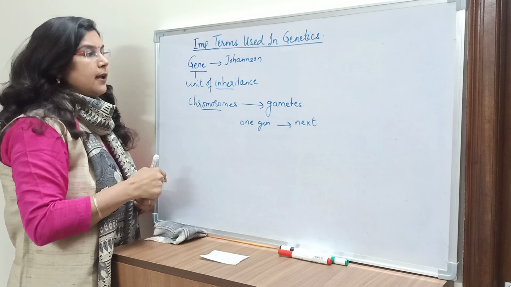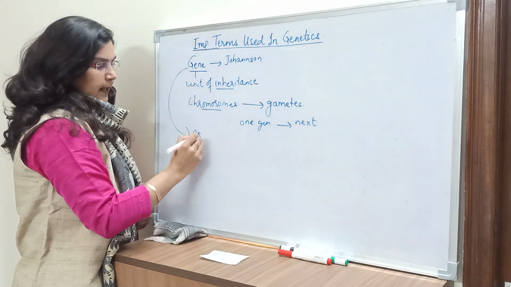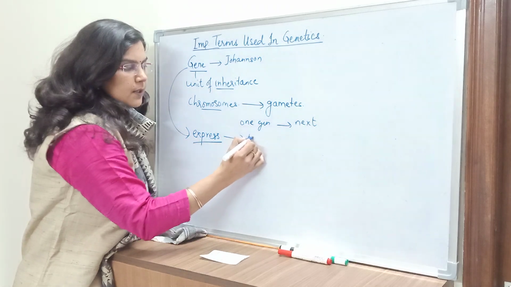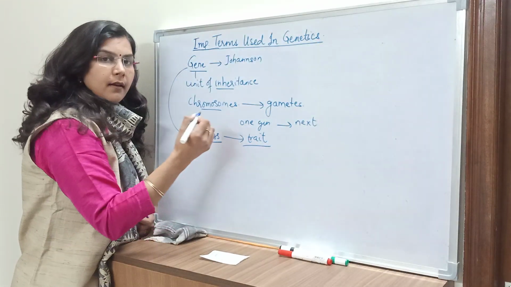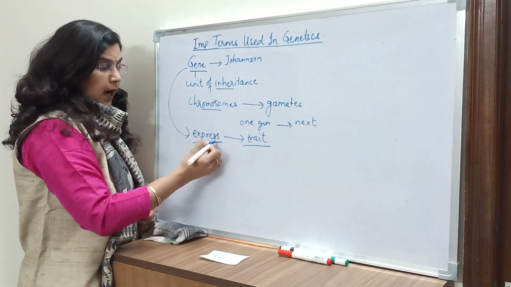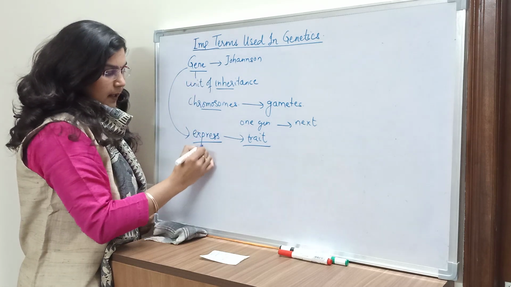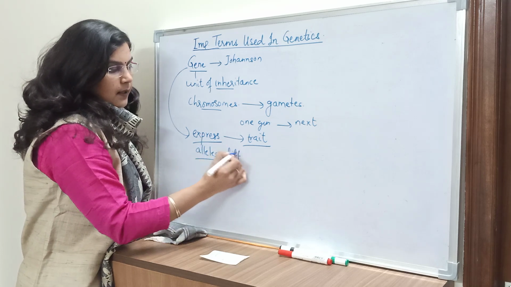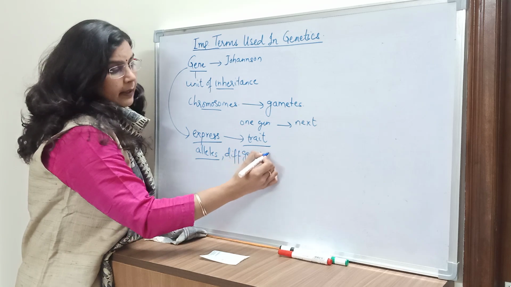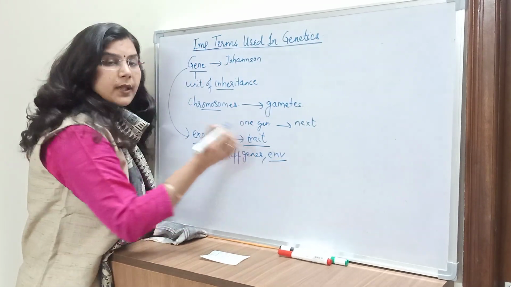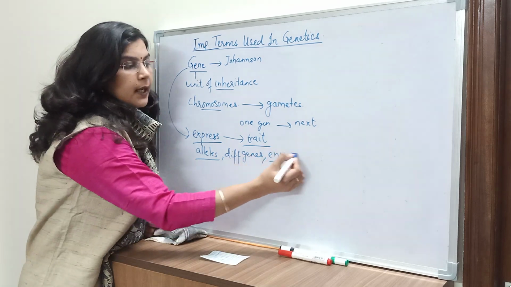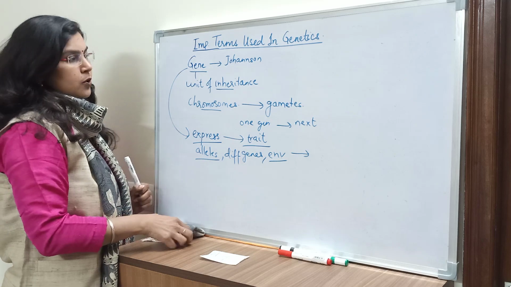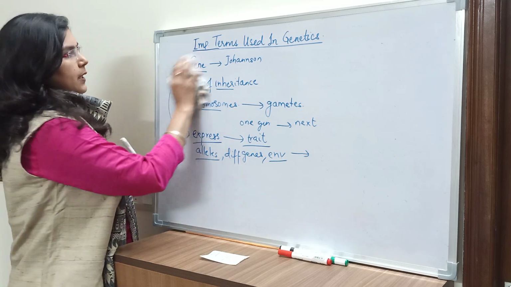And ये genes क्या करते हैं? इनका function क्या है? ये express करते हैं. Express करके they produce a trait. They give an expression. How do they express? The genes may interact with their alleles, they may interact with different genes, and also they may interact with the environmental factors to bring about the expression of a trait. So this is the smallest unit of inheritance that we call a gene.